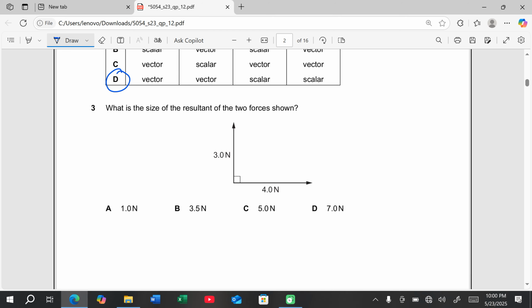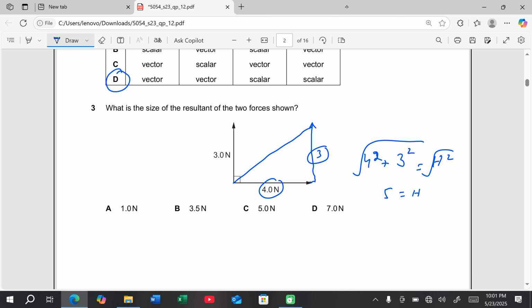What is the size of the resultant force of the two forces? Since he is just asking for the size, from head to tail, a 3 Newton should be placed here. So this is going to become a Pythagoras theorem. 4 squared plus 3 squared is equal to hypotenuse squared. Then you take the square root of it, you're going to get 5 as an answer. So that is going to be the 5 Newton.